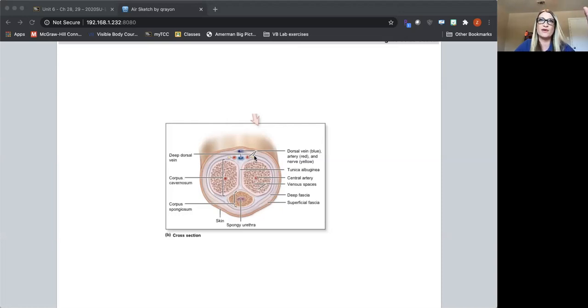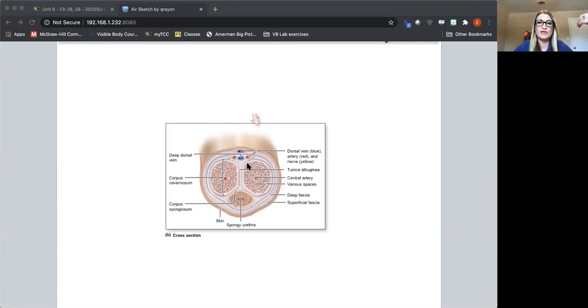And the refractory period is different in every male. There's one trend that's kind of common between all males, and that is that the refractory period generally increases with age. So it gets longer and longer as males age. But it's different for every male as far as the length of the actual refractory period. So that's male sexual response.